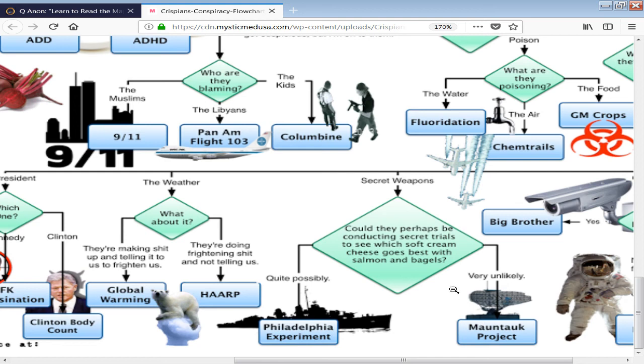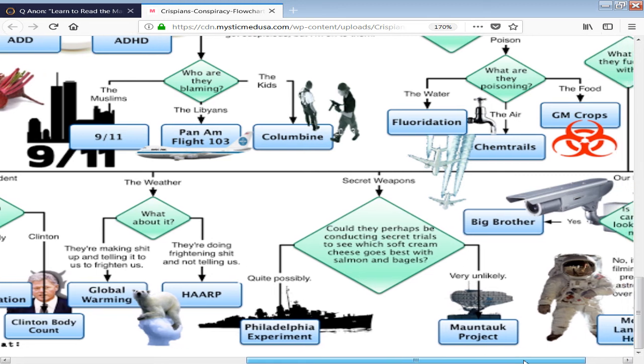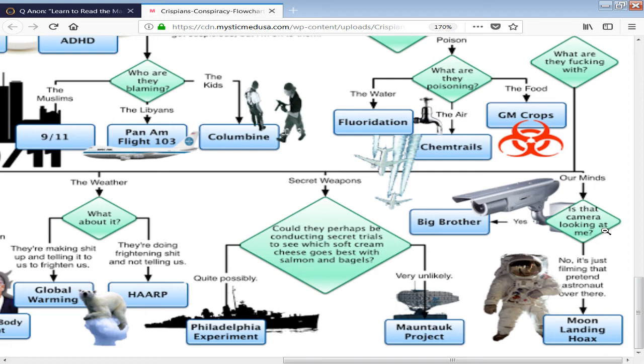So what about secret weapons? Could they perhaps be conducting secret trials to see which soft ice cream cheese goes best with salmon and bagels? Quite possibly. Philadelphia experiment, having to do with time and space. Very unlikely. The Montauk Project? Maybe. What about our minds?